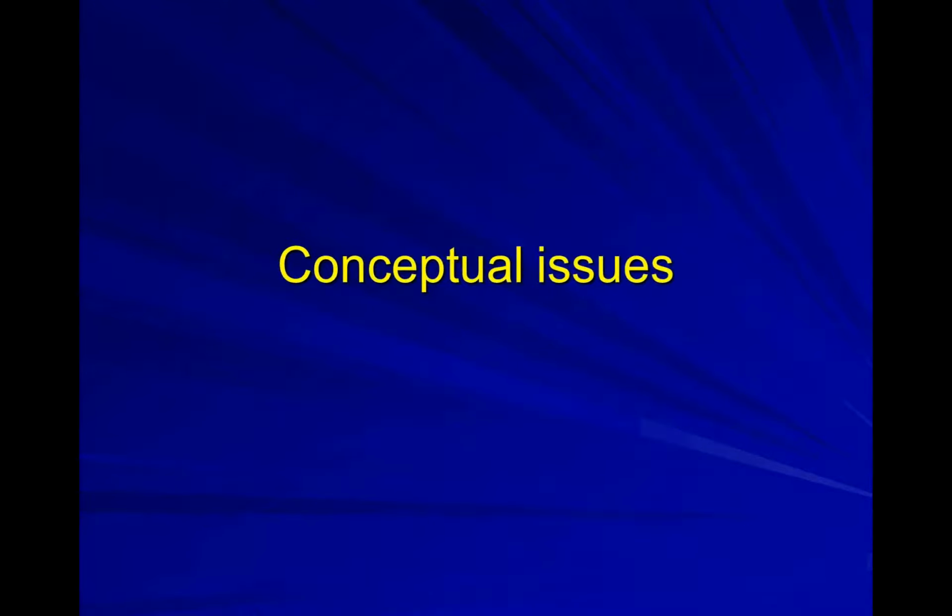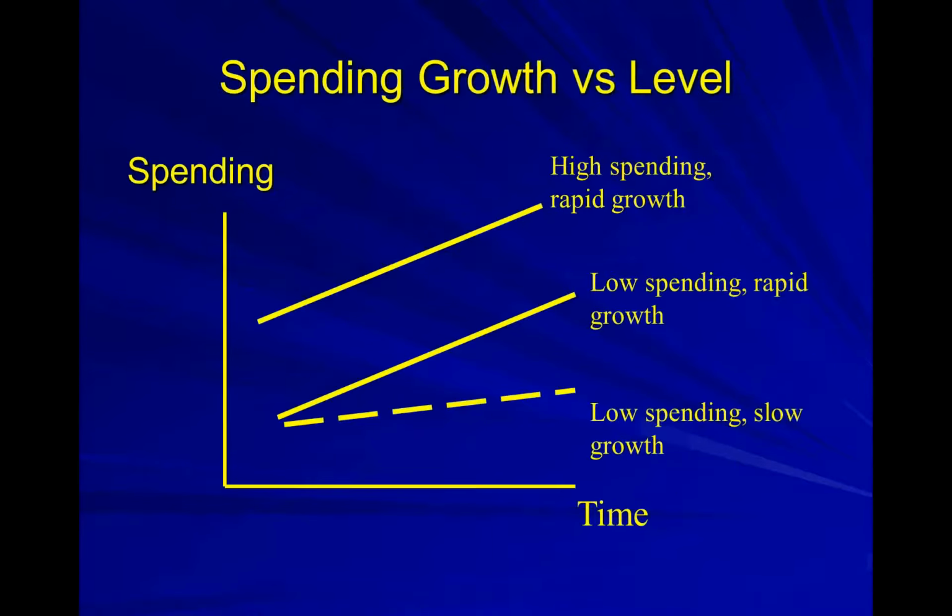First, I want to make a distinction between the level of spending and the rate of growth in spending. So the level of spending is sort of the intercept of the line. How much are we spending at a point in time? The rate of growth in spending is the slope of that line. How fast is spending rising? And it turns out that the causes of high spending are very different than the causes of rapid spending growth.